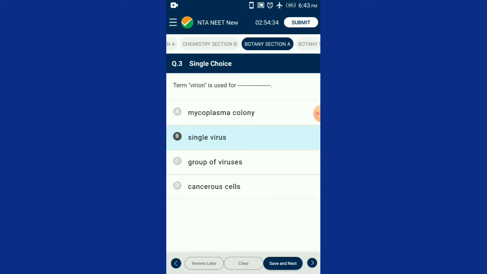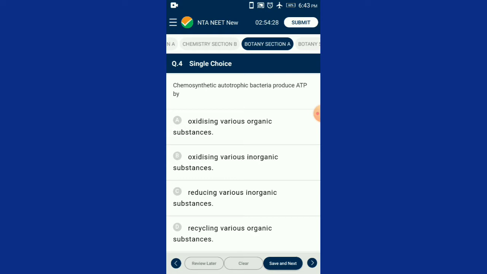Question number 4. Chemosynthetic autotrophic bacteria produce ATP by oxidizing various inorganic substances. Chemosynthetic autotrophic bacteria oxidize various inorganic substances such as nitrates, nitrites, and ammonia and use the released energy for their ATP production. They play a great role in recycling nutrients like nitrogen, phosphorus, iron, and sulfur.